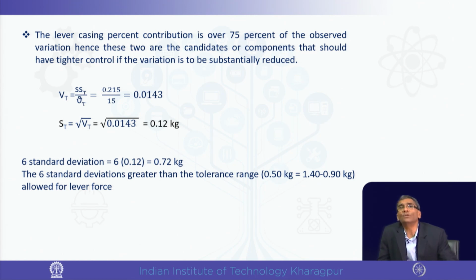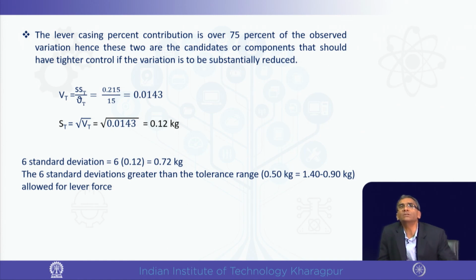Standard deviation we know is the square root of the variance, that is the square root of 0.0143, which is expressed in kg, so it is 0.12 kg. So, standard deviation now is 0.12 kg, but is 0.12 kg good enough for our work?